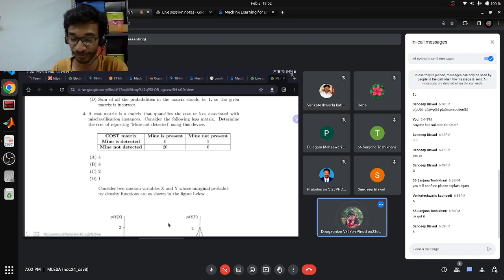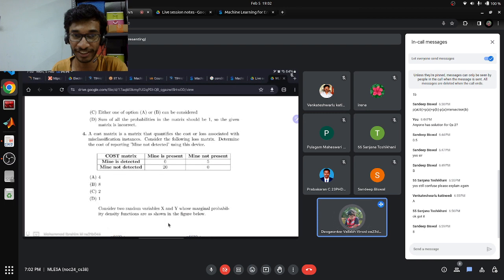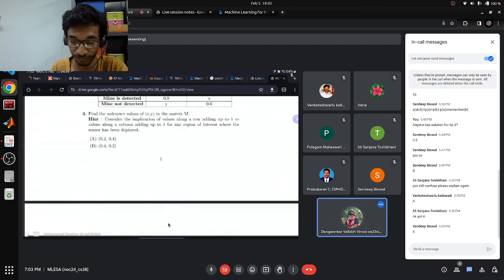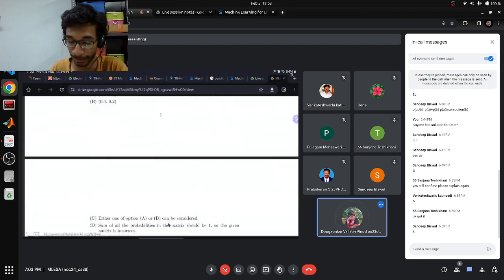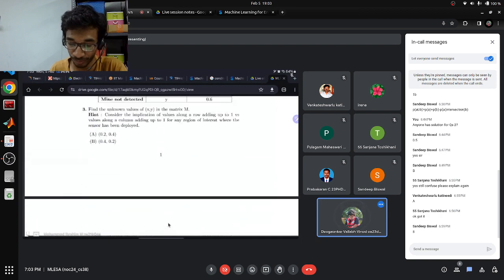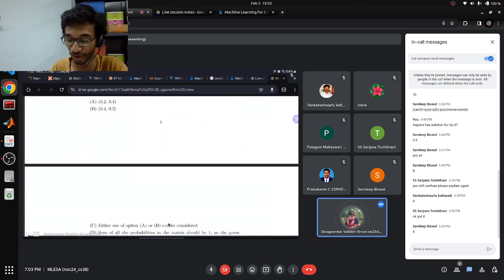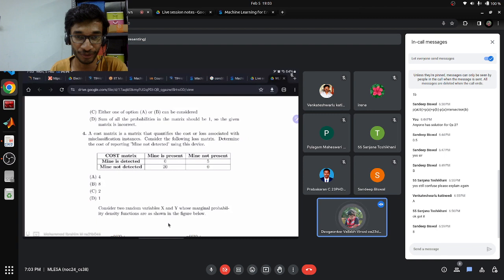But when you calculate cost, what you are essentially checking is, if my sensor output is mine not detected, how much trouble I am in actually. So it's essentially going to be a weighted mean of the two quantities. It's going to be 20 into 0.4, which is the y here, and then 0 into 0.6, which is not contributing to anything. So 20 into 0.4 is 8. That's the answer.